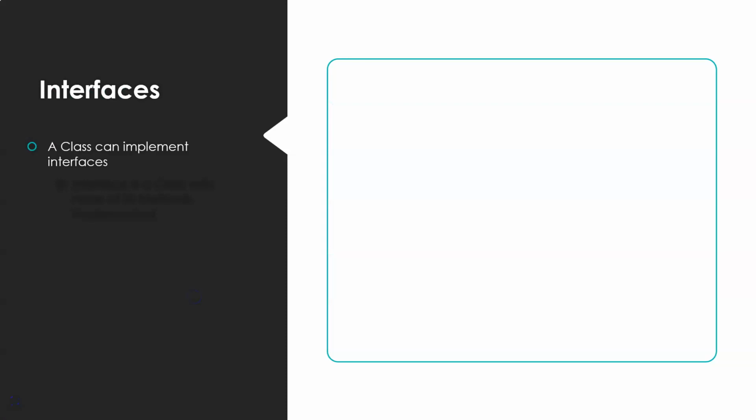A class can also implement interfaces. An interface is a class with none of its methods implemented. So it sounds kind of weird. It's a little bit like extending a virtual class. But in a virtual class, we have the methods implemented and we can choose to override. In an interface, you actually have to implement the method.